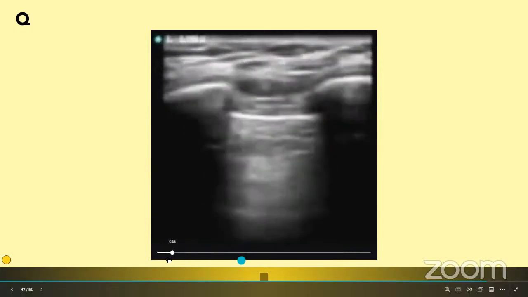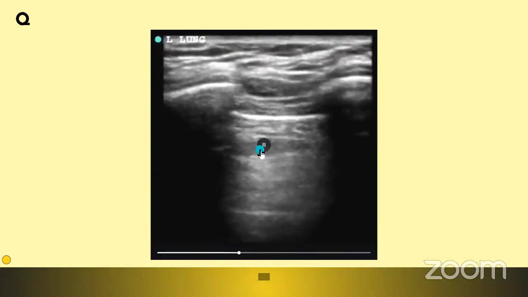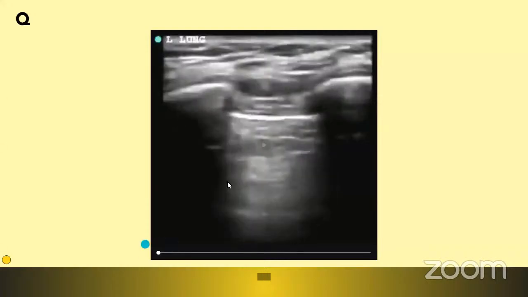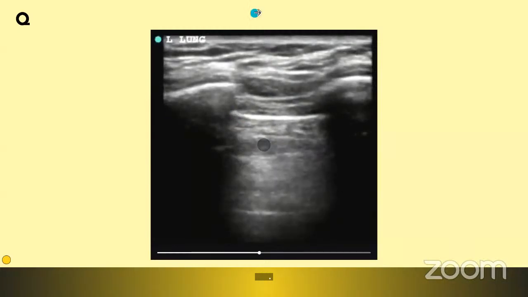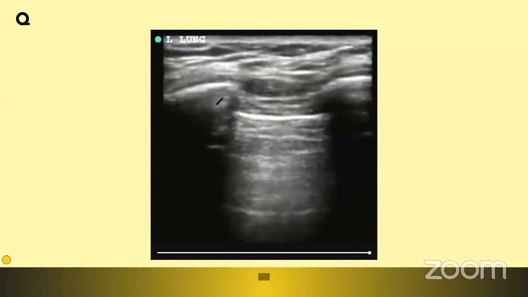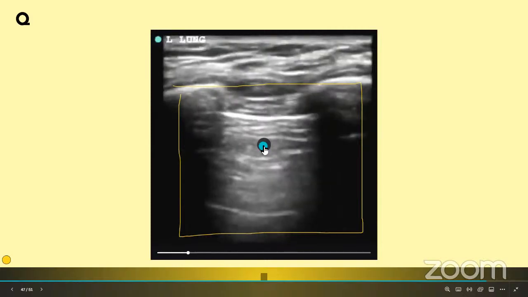Here, if you see carefully, let me play it again. What was the normal finding which you saw in the lungs? Lung sliding. What is the normal sign which you saw for normal lung sliding? It was ants on a log, right? So here I'm unable to appreciate any of the ants on a log here. So it's just moving as a whole. Let me mark it down. This whole segment is moving as a whole, right?